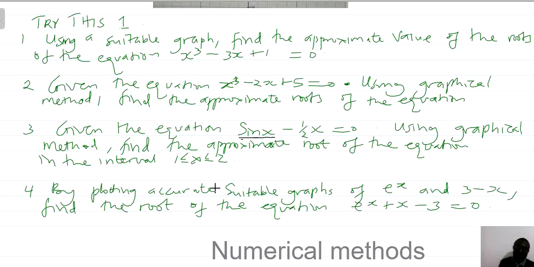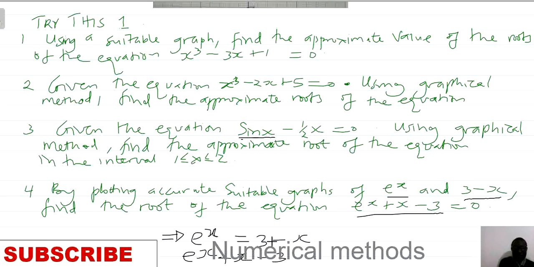Then number 4 is here. By plotting accurate graphs, they want us to plot this and plot this. Later on, they want us to find this. Of course, this has to be plotted on the same graph, same piece of paper. So do that where they meet. This where they meet will imply that exponential x is equal to 3 minus x. So when you bring this to this side, you shall have exponential x plus x minus 3 equals 0. So where the two graphs, this and that, will be meeting, we'll have the solution to this equation. So this is demanding us to look out for the points where the two are meeting.